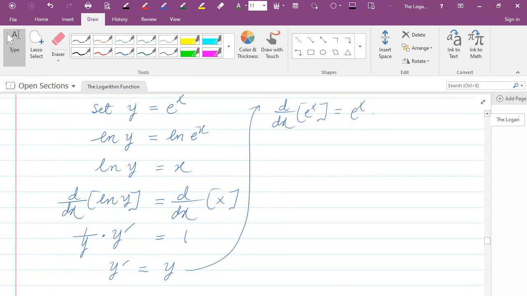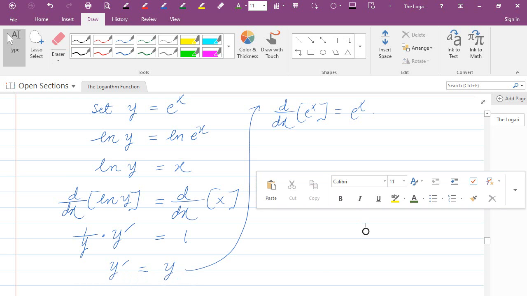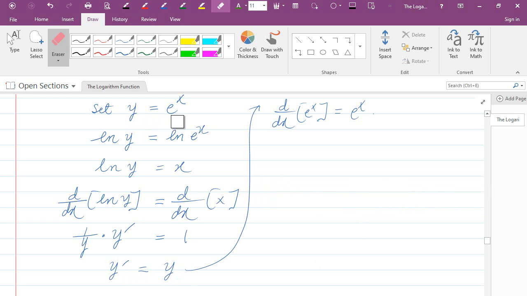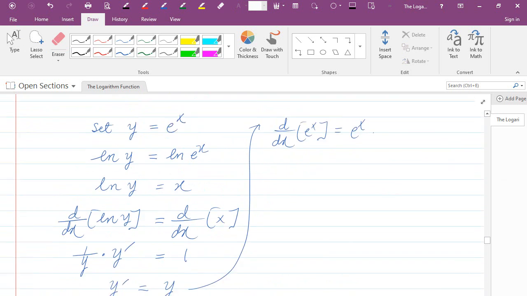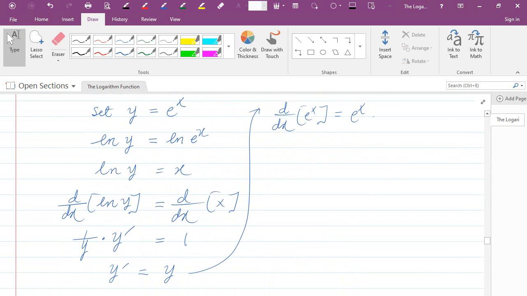And so y prime is equal to y. But again, what is y prime? Notice that y prime simply means the derivative of e to the x, and y simply means e to the x. So we are getting that the derivative of e to the x is e to the x. Okay, so the derivative of the exponential function is itself.